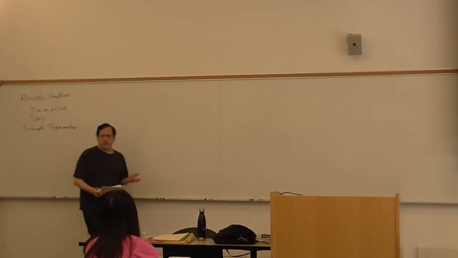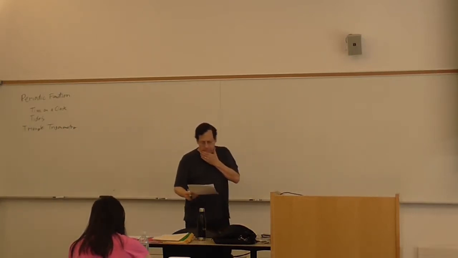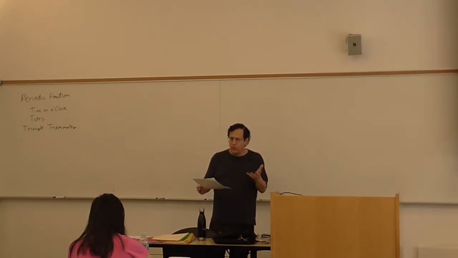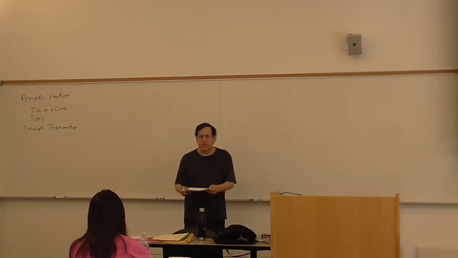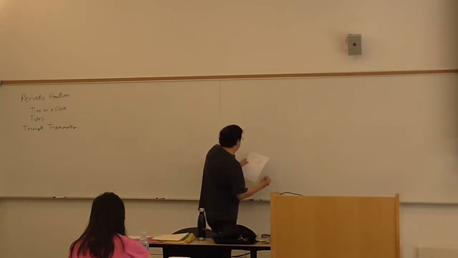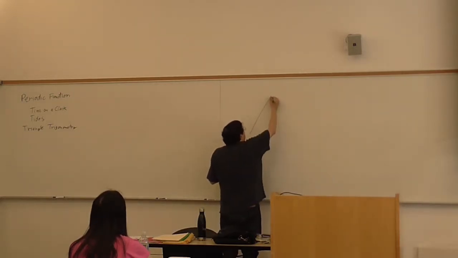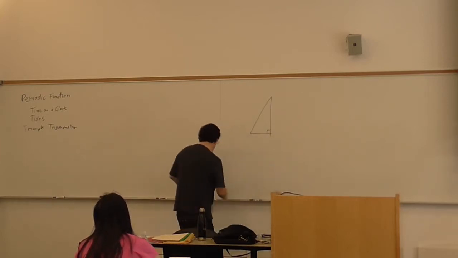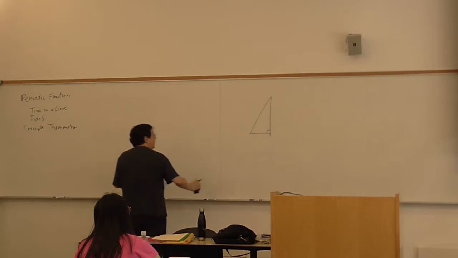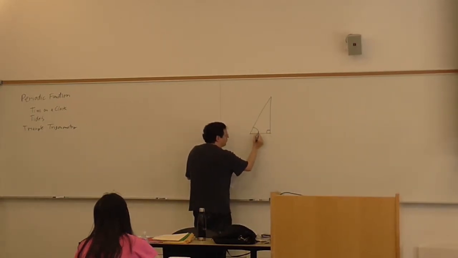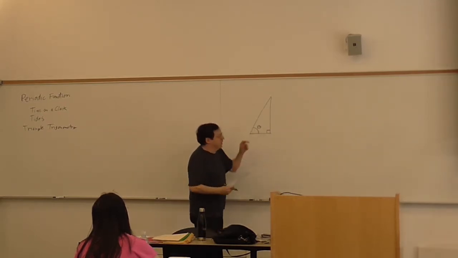This is the way it's usually introduced in high school, and we're going to go a lot further than this. But let's just start out with some definitions. We have a right triangle. That's my little symbol for a right triangle. This is kind of a standard way of looking at it. We have some angle here, theta.